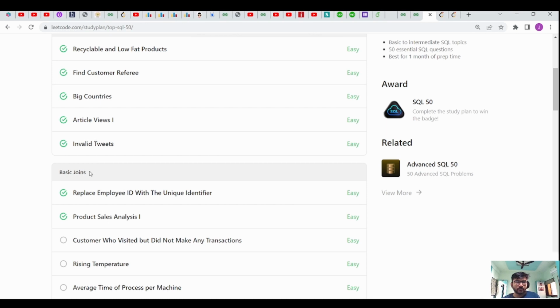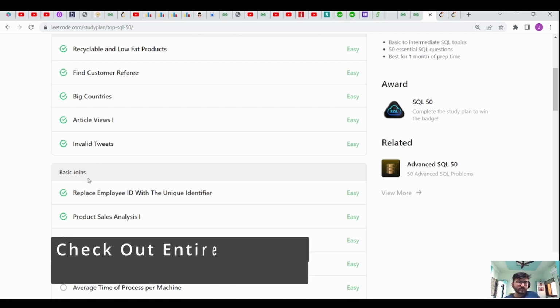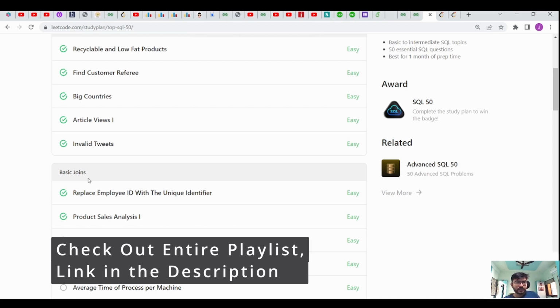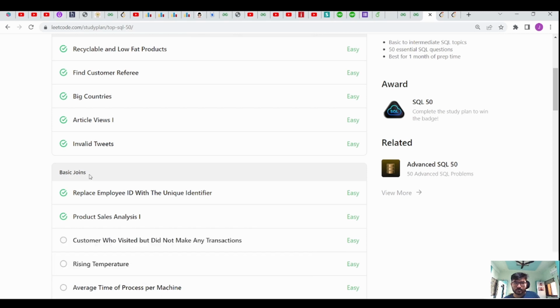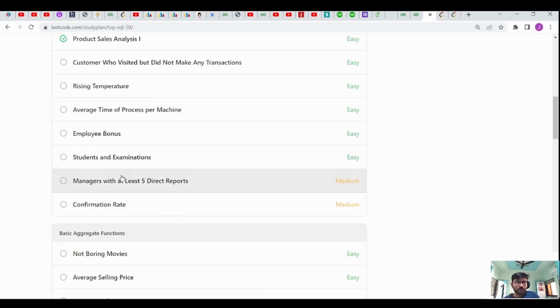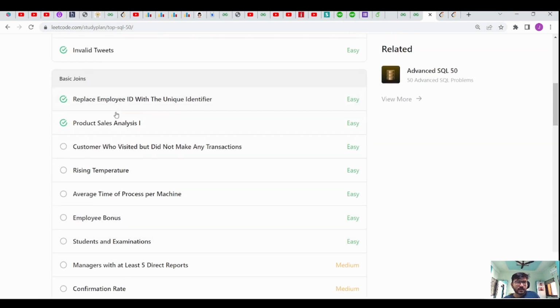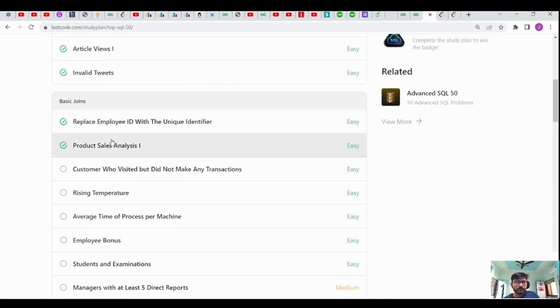Now we had moved to the basic joins part in the previous lecture. So I told you that you must revise all of the joins, inner joins, outer joins, full joins, and you need to have a basic understanding of the joins. So based on that we will solve this series. This series has probably 7 to 8 problems. We had already solved the first problem. Now let's move on to the second problem, which is product sales analysis 1.